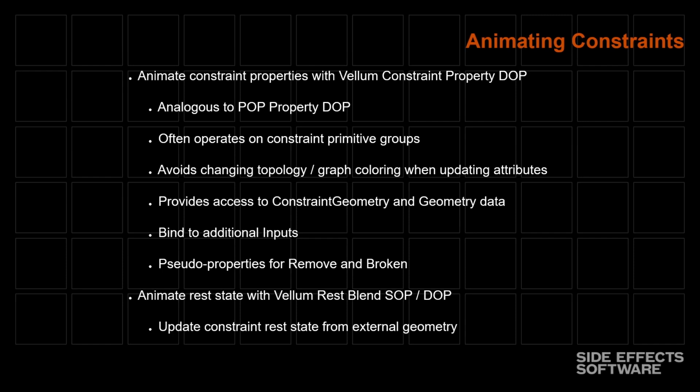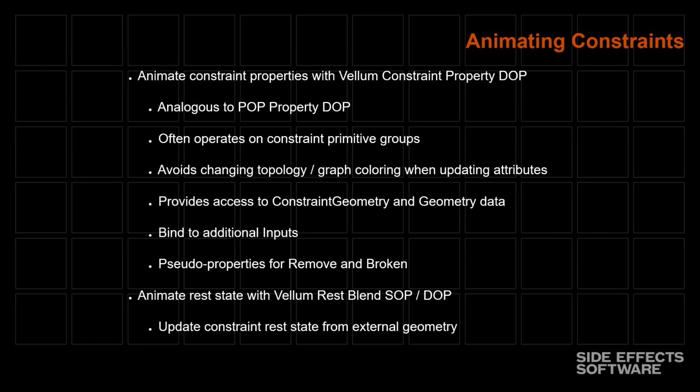The Vellum constraint property DOP gives you access to both the constraint geometry, so those constraint primitives we've discussed, as well as the geometry data, which is the particles. You can add additional inputs as well if you want to bind to, say, an external SOP to look up some animated values or noise values or something like that. There are also pseudo properties for remove and broken. We've seen some of these examples before, but remove will actually just remove the specified constraint, and broken is used with the auto breaking capabilities of Vellum to essentially allow you to override a breaking event. So it will let you do something like, if you wanted to, for instance, change the stiffness to very low instead of actually breaking, you can do something like that.